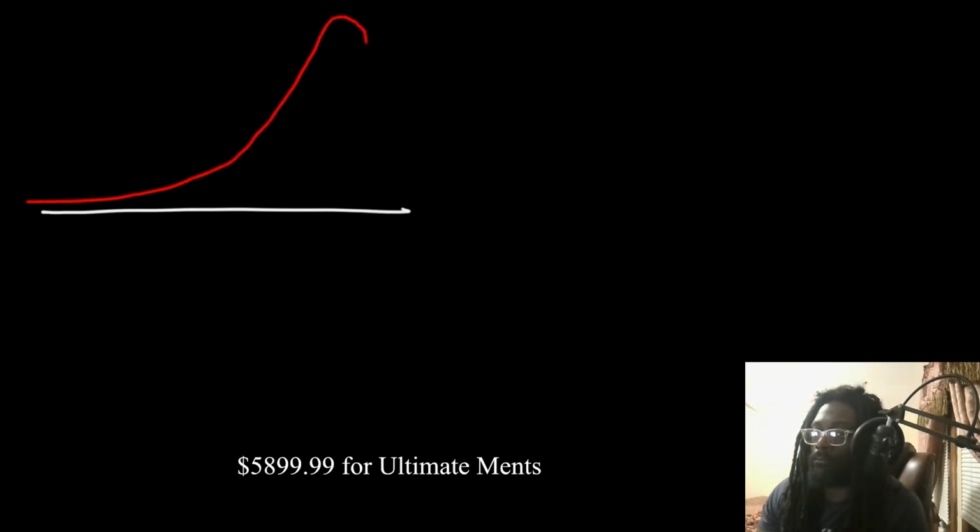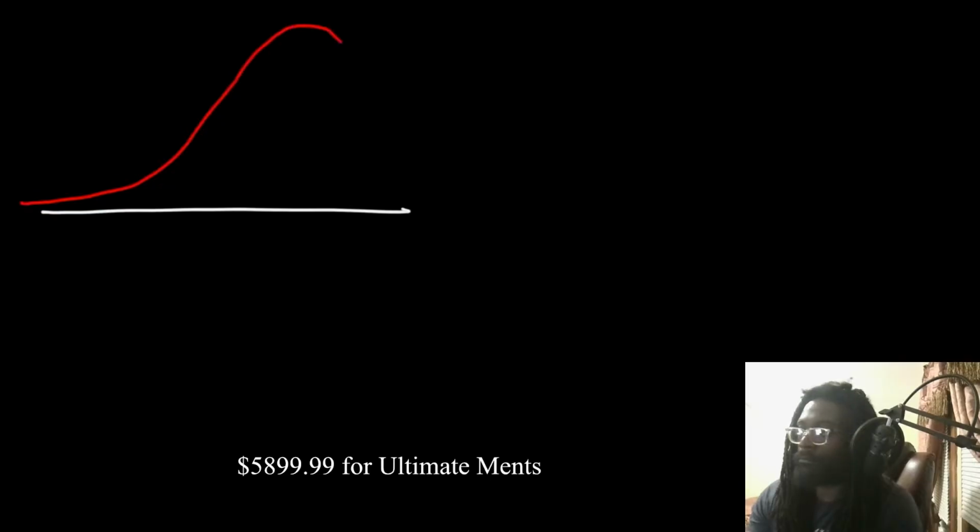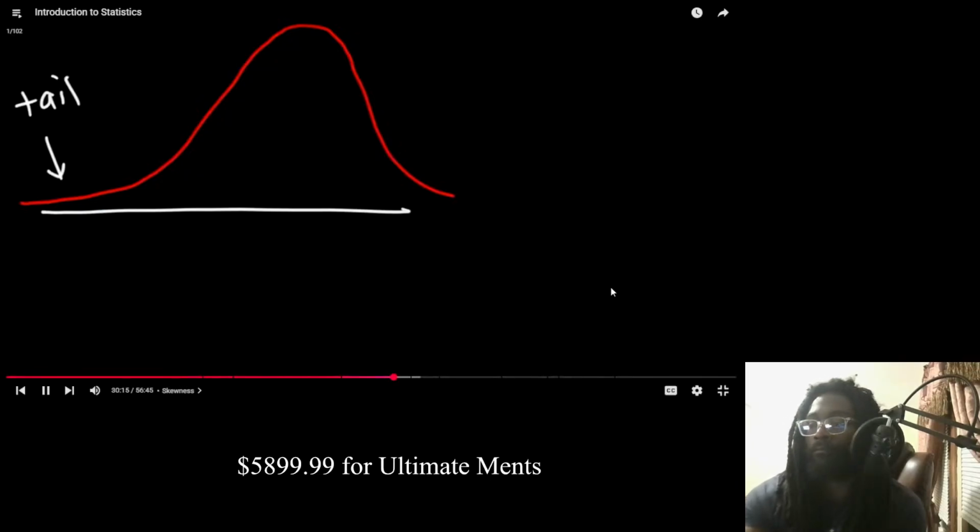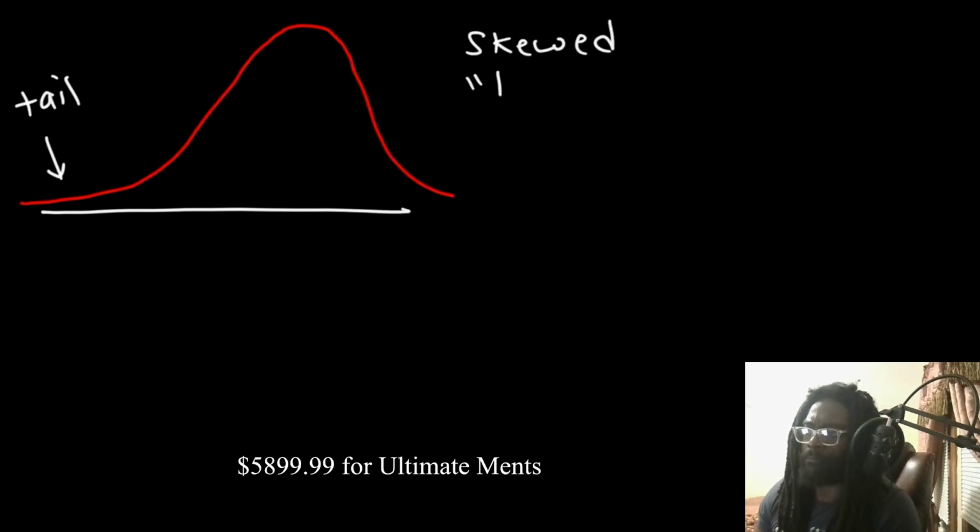Now, what about if it's skewed to the left? In this case, the graph is going to look something like this. Let me try that again. So notice that the tail is on the left side. So in this case, we have a negative skew, or we could say that it is skewed to the left.